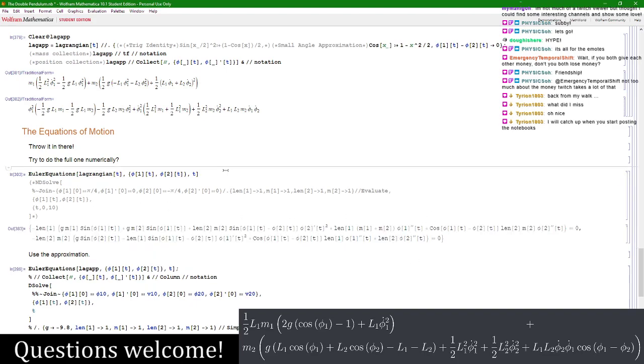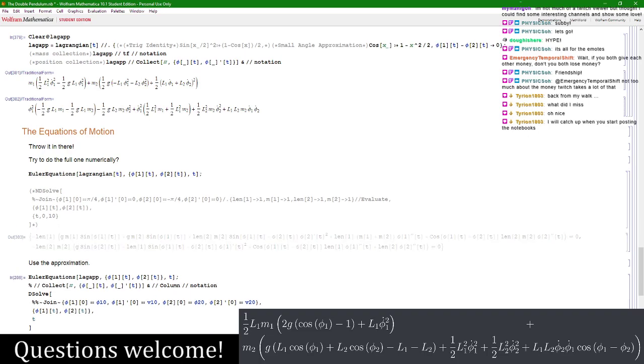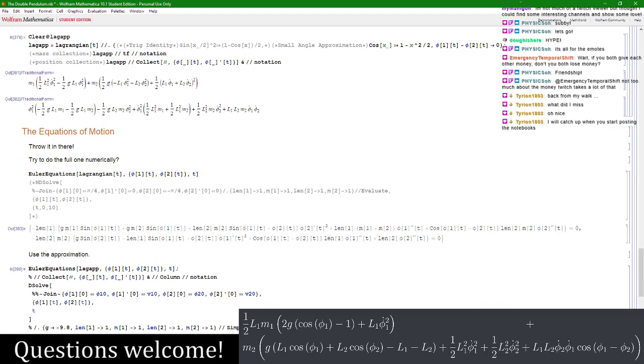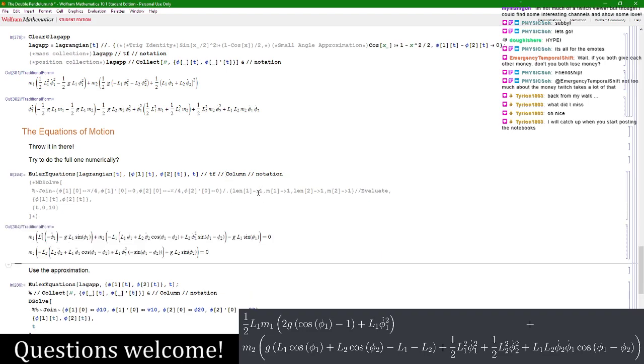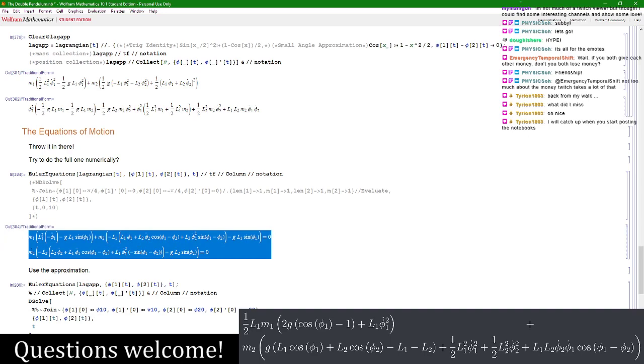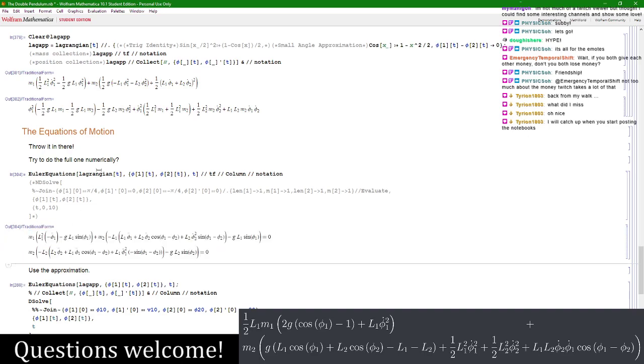These are, well, we're not going to do much with it, so let's collect and then put that in a column. So these are the equations of motion for the full-blown double pendulum Lagrangian. And yeah, we didn't have to do anything. We just put it in the code.